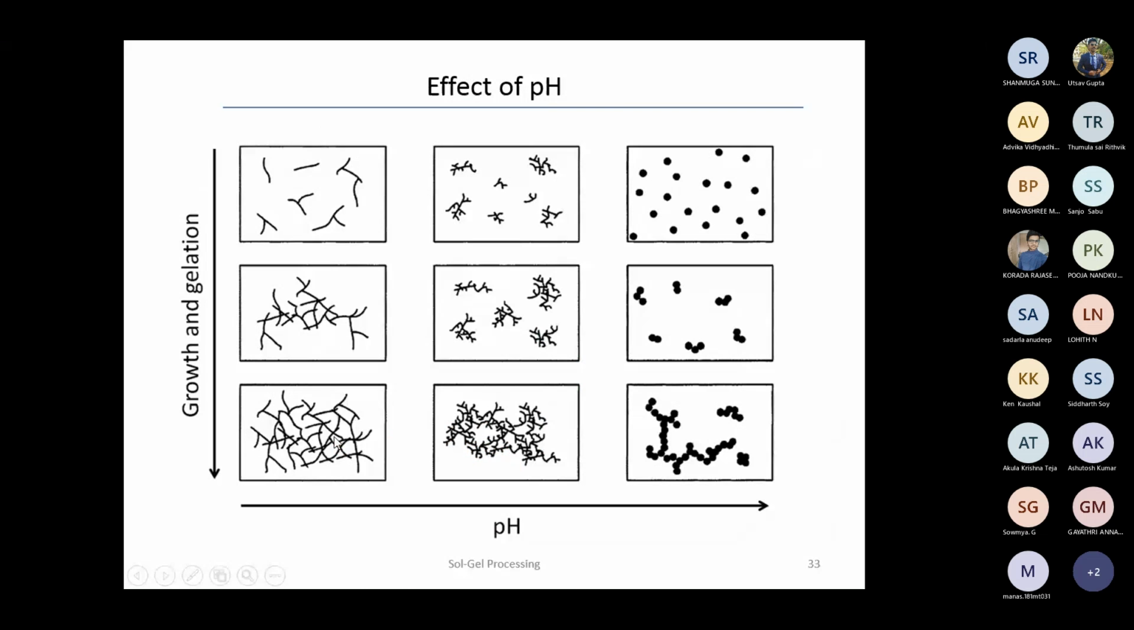Now we can see the effect of pH: with increasing pH, growth and gelation, the morphology in the gel changes, and that will decide the ultimate product morphology. With increasing pH, you can see a branched network of narrow, small-size branches changes to a particulate structure. Again, if you decrease the pH, initially there will be separated branches, and then connected branches will form.